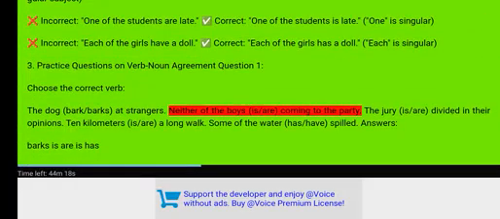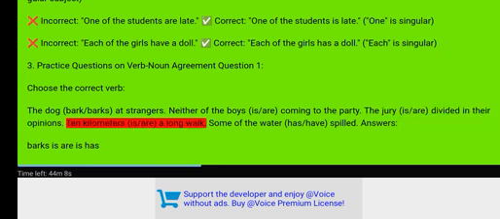Neither of the boys is coming to the party. The jury is divided in their opinions. 10 kilometers is a long walk. Some of the water has spilled. Answers.